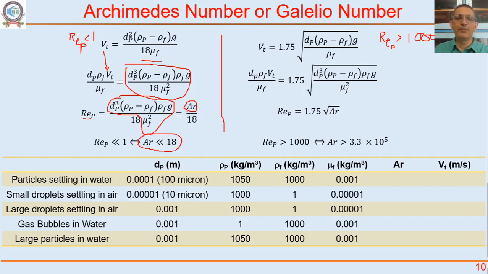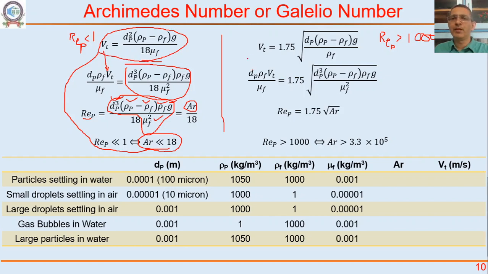And look at the Archimedes number. Everything is known. dP is known. Rho p is known. Rho f is known. G is known. Mu f is known. Everything is known. So just by calculating the Archimedes number, if it is less than 18, it automatically means that the Reynolds number is less than 1, and it automatically means that the terminal settling velocity can be calculated from this expression.